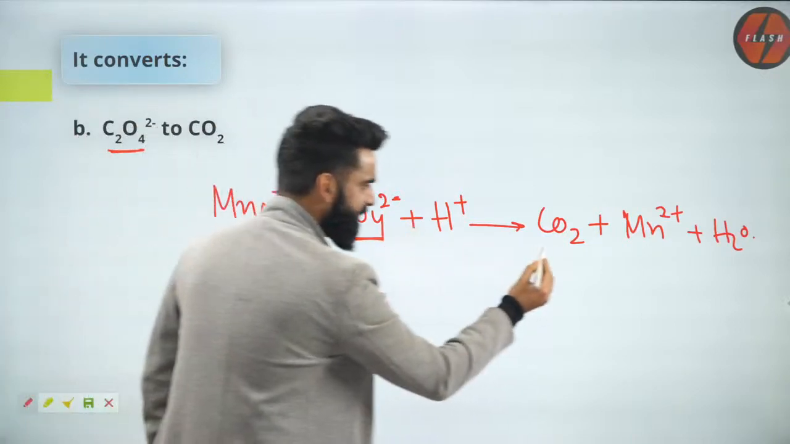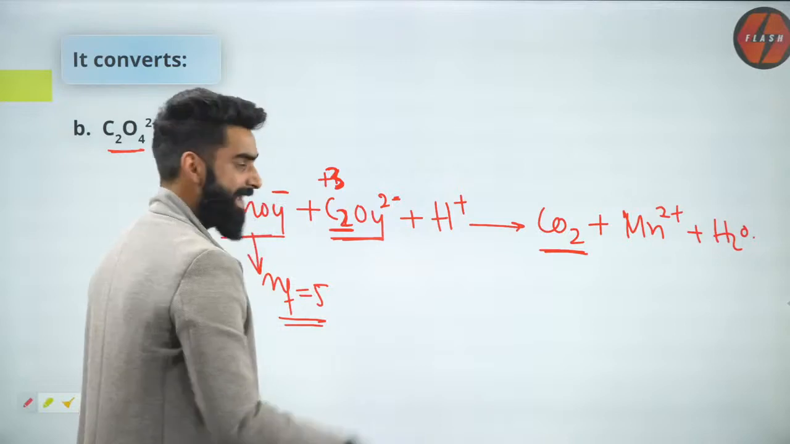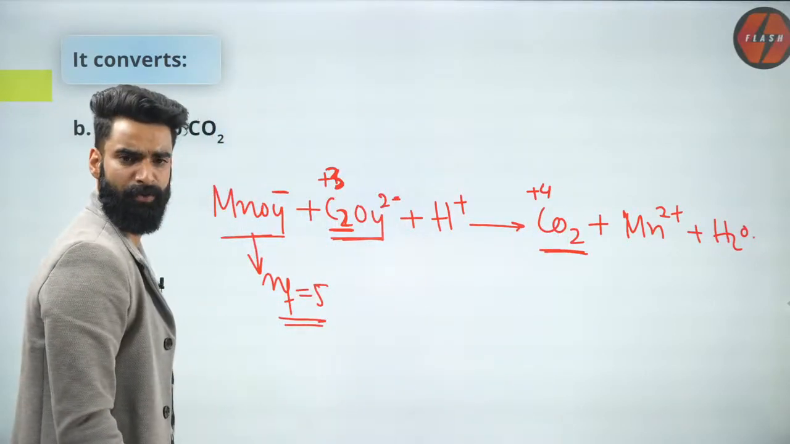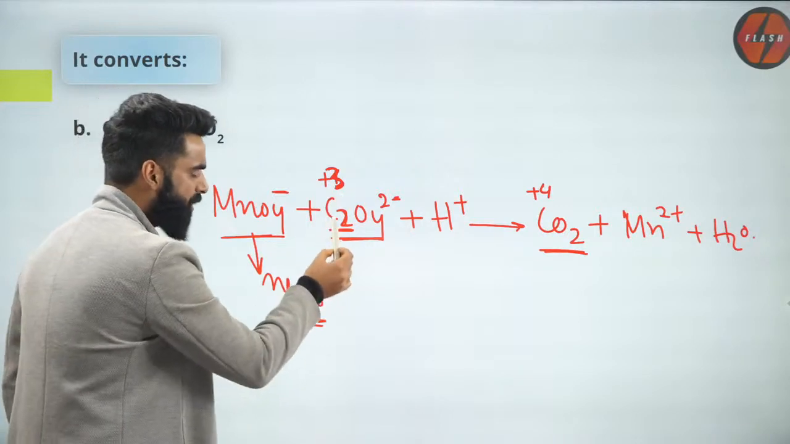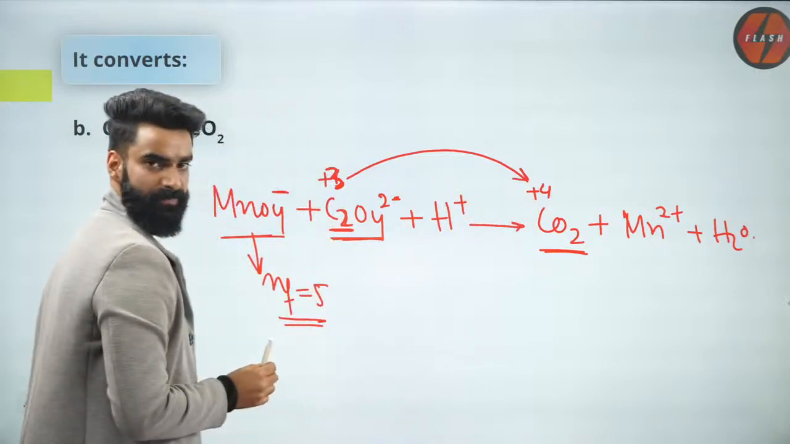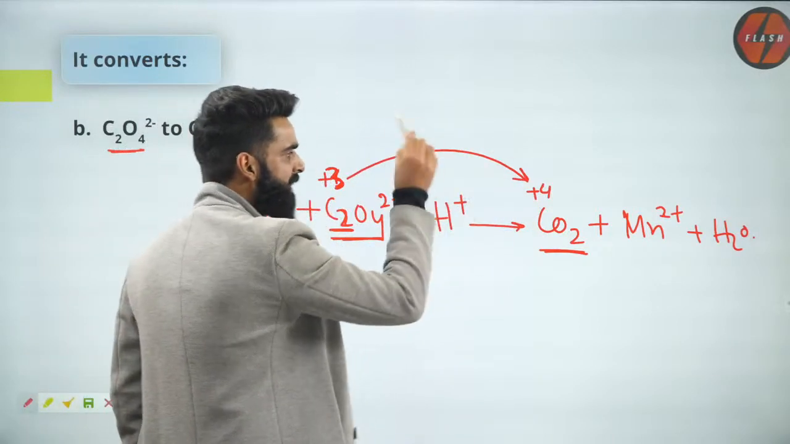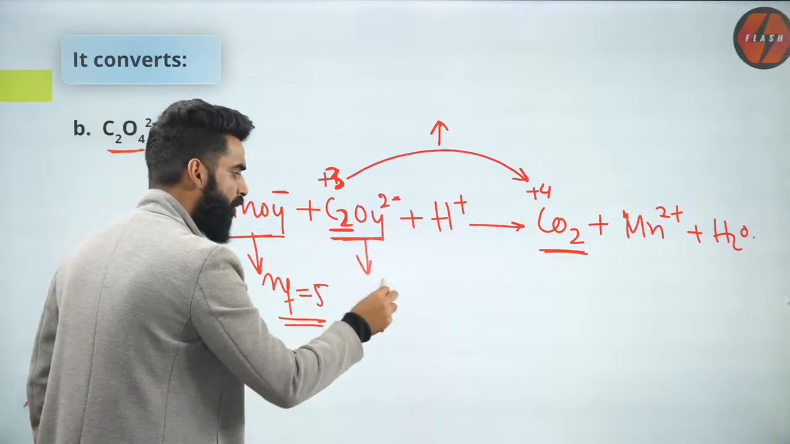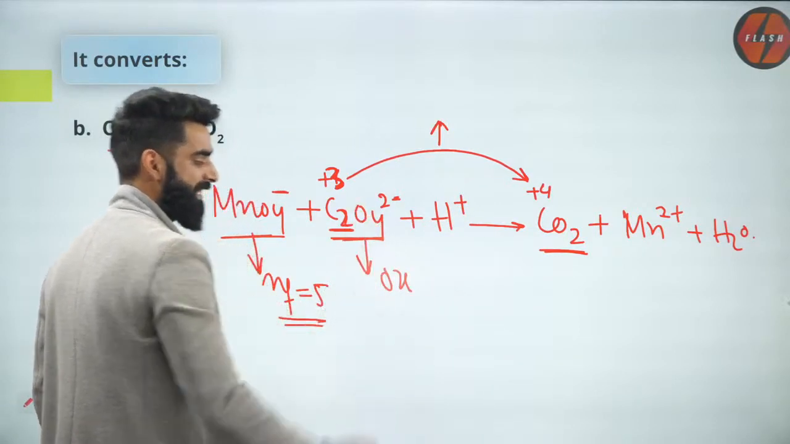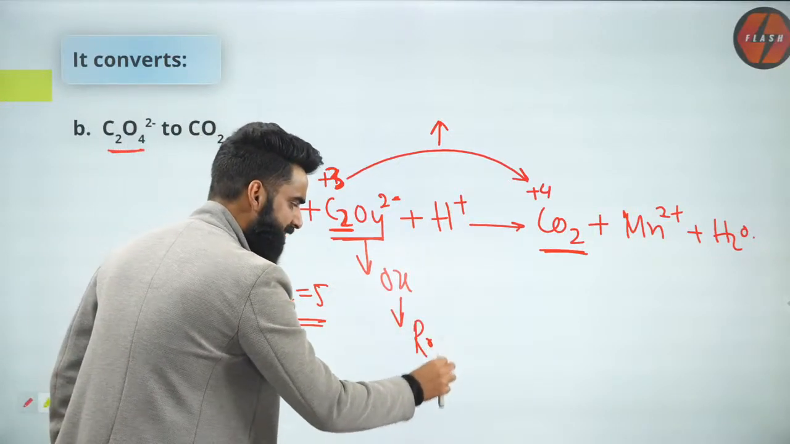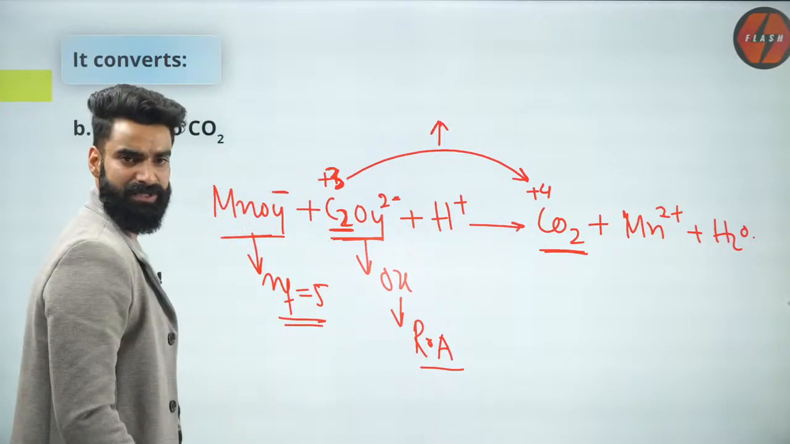And this oxalate ion is getting converted to carbon dioxide. In carbon dioxide, what is the oxidation state of carbon? It is plus 4. So just have a look. The oxidation state of carbon is changing from plus 3 to plus 4. Is the oxidation state of carbon increasing or decreasing? It is increasing. Increase in the oxidation state is what we call oxidation. That means this oxalate ion undergoes oxidation. If it undergoes oxidation, that means it is the reducing agent.